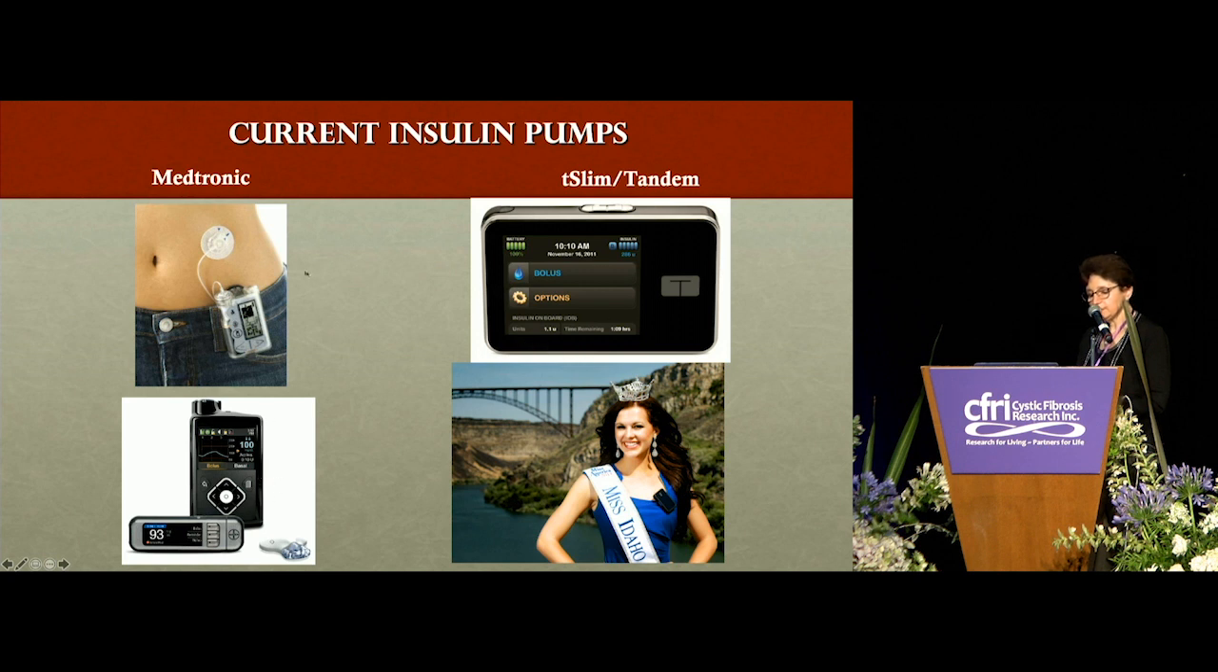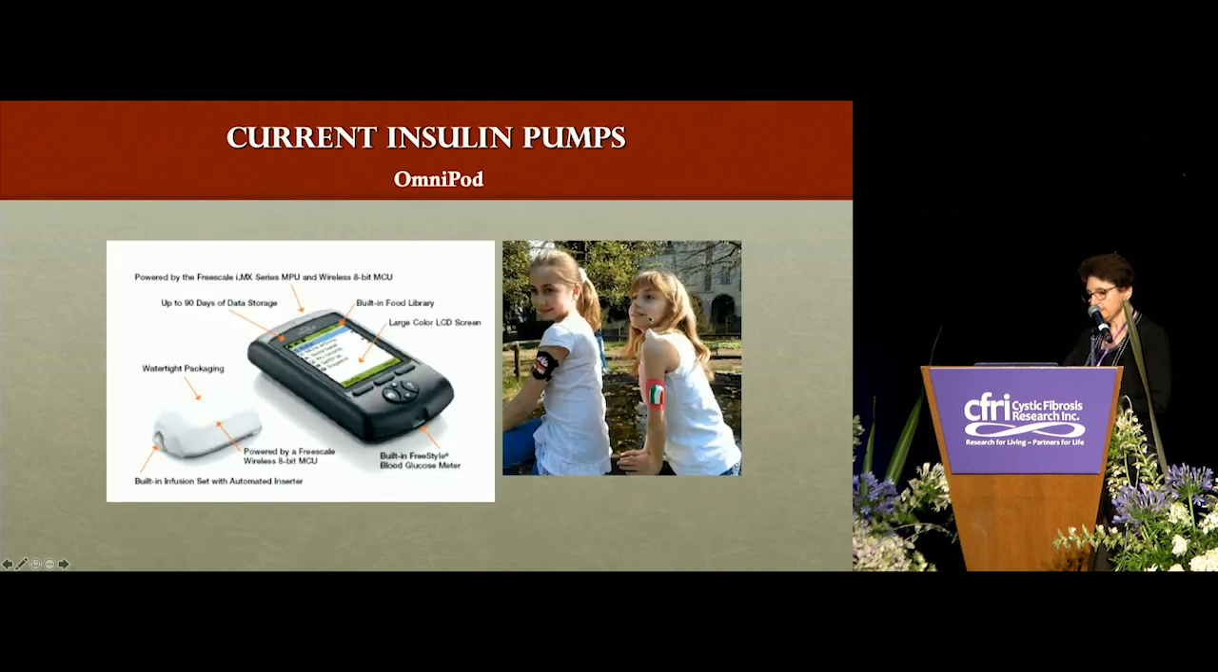This is the Medtronic pump. This is the older Medtronic pump. This is the Tandem, all touch screen. You can see that Miss Idaho was wearing this pump. It's a very popular pump now. It's rechargeable and does not need batteries. All other pumps need batteries so far.